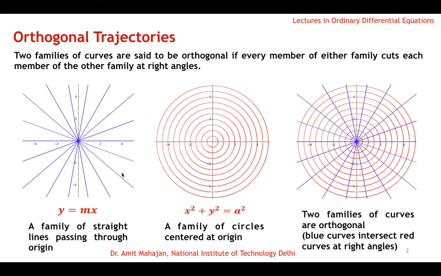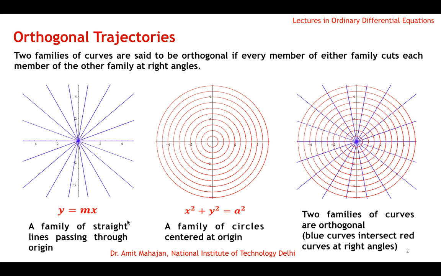If you are given a one parameter family of curves, how do we know what the orthogonal trajectories are? If you are given straight lines passing through the origin, how will we know that the family of circles are the orthogonal trajectories, or vice versa? There is a set method, and you can utilize that method to find the orthogonal trajectories for any given family of curves.